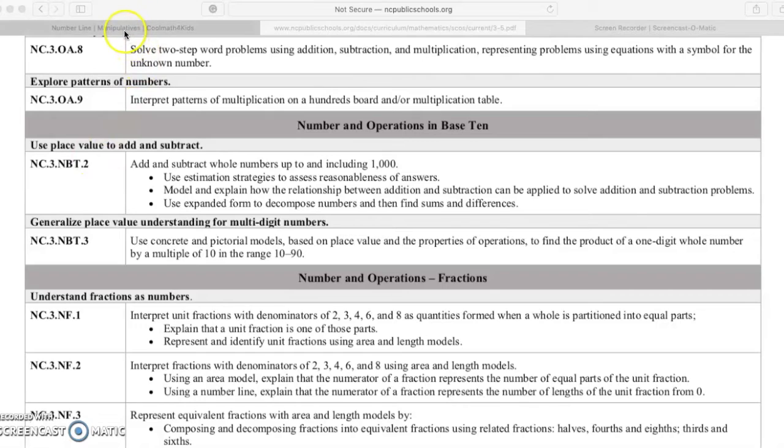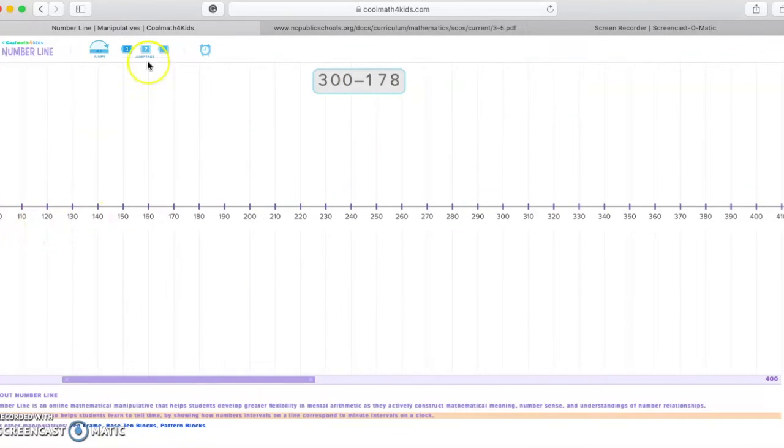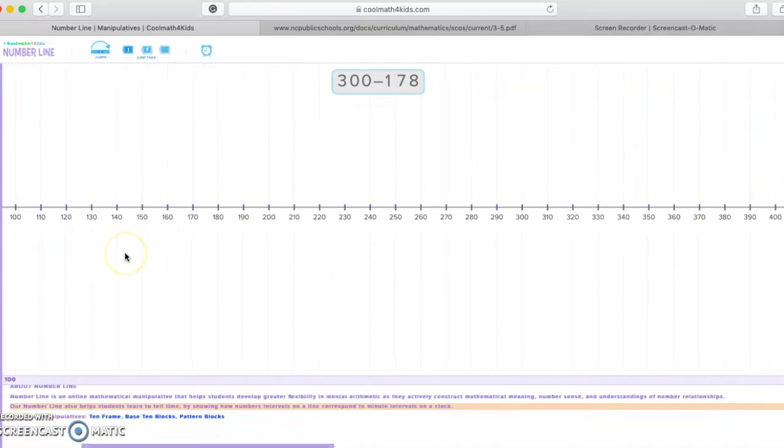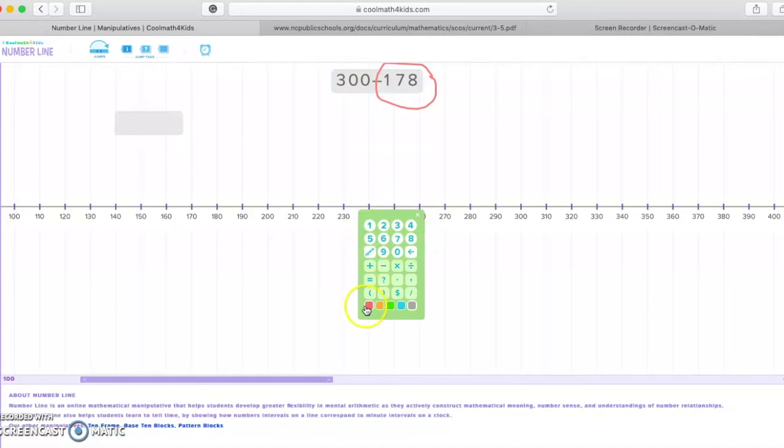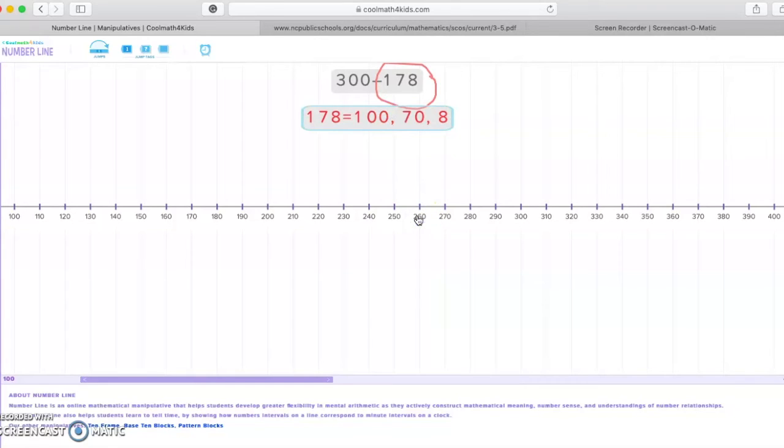So I'm going to be using a number line for this one, and my number line is to 410. So now I'm going to decompose one of my numbers, and I'm going to choose to decompose 178 because it's a more complex number than 300, I believe. So to do so, I'm going to say that 178 equals 100 plus 70 plus 8. So now that I have my number decomposed, I think it'll be easier to represent it on the number line.